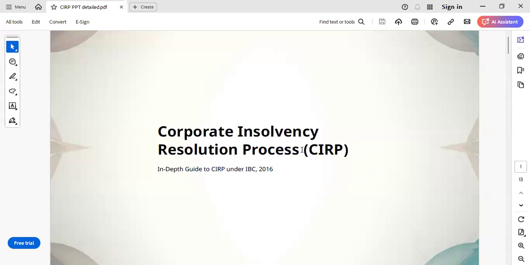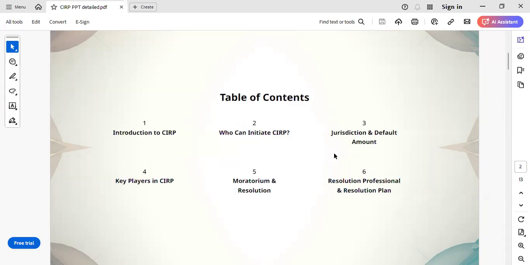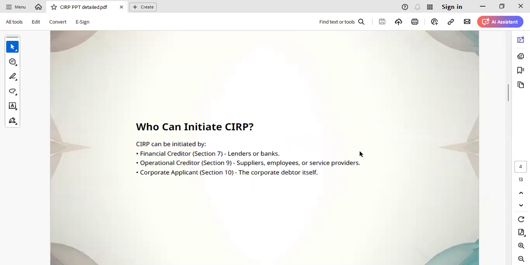Now we will discuss a very important topic, Corporate Insolvency Resolution Process, CIRP. The major points we are going to cover are the introduction to CIRP, who can initiate CIRP, jurisdiction and what is the default amount, who are the key players in the corporate insolvency resolution process, what is moratorium, what is resolution, who are the resolution professionals, and what is the resolution plan.